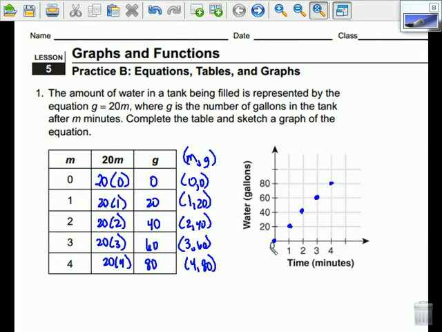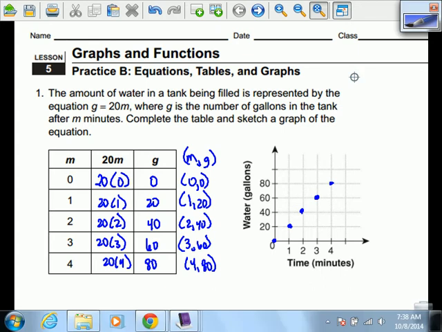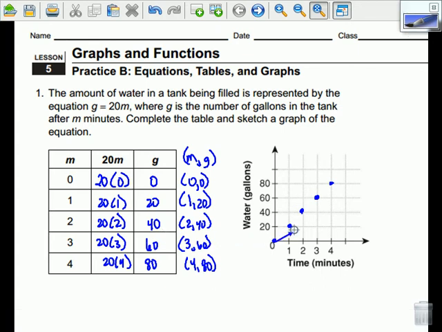Now we have to decide, should we connect the dots or not? So is it continuous or discrete? Is time continuous or is it discrete? Time is continuous because the water will keep coming in at a half a minute, 1 3/4 of a minute, 1 2/3 of a minute, etc. So this is actually continuous. And when I draw this, I'm going to draw it with an arrow at the end because I am going to keep going. Now it will end up stopping. I just don't know where it's going to stop because I don't know how many gallons this tank actually holds.